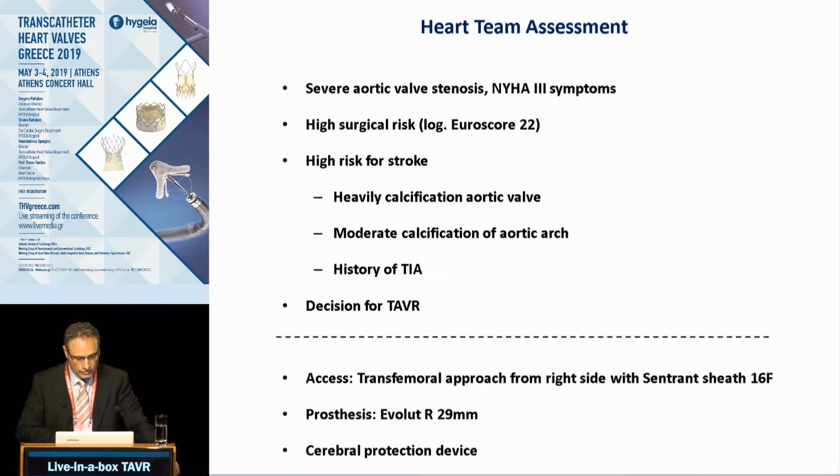We use the transfemoral approach from the right side, using the 16 French sheath as an access point. We proceed with the prosthesis of Evolut R 29 millimeter, and we use a cerebral protection device in order to protect the patient from a stroke.